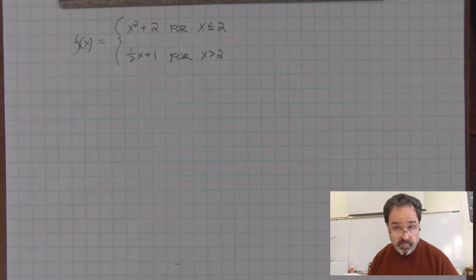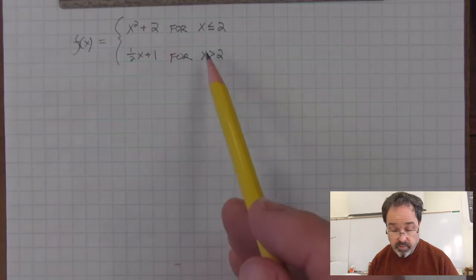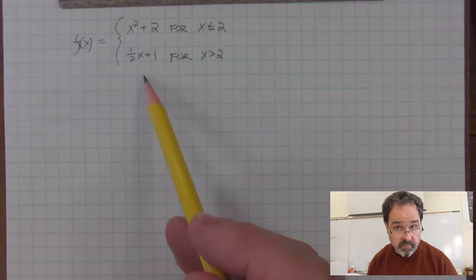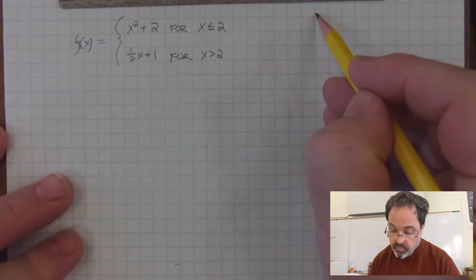This function is defined for all x. You can put any x value into this function, but depending on what x value you put in, you're going to use a different piece, but never two different pieces for the same x value. So what does the graph look like?